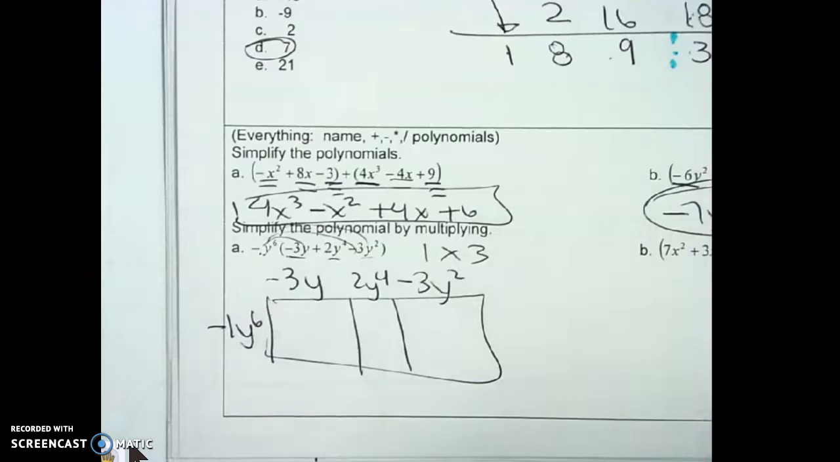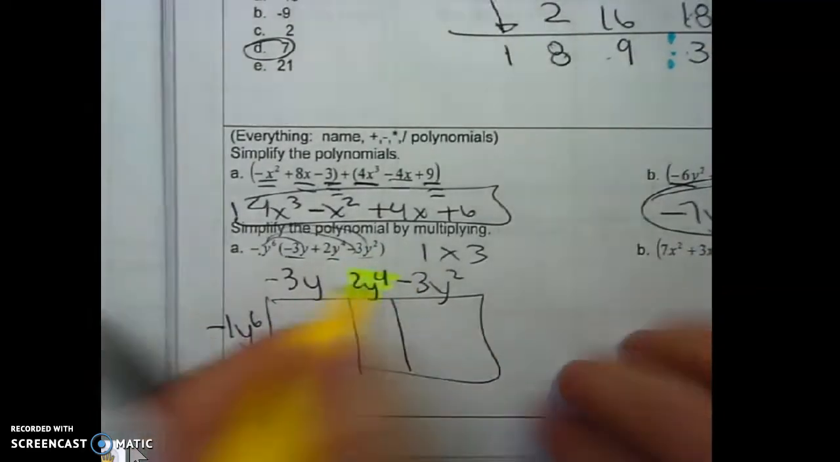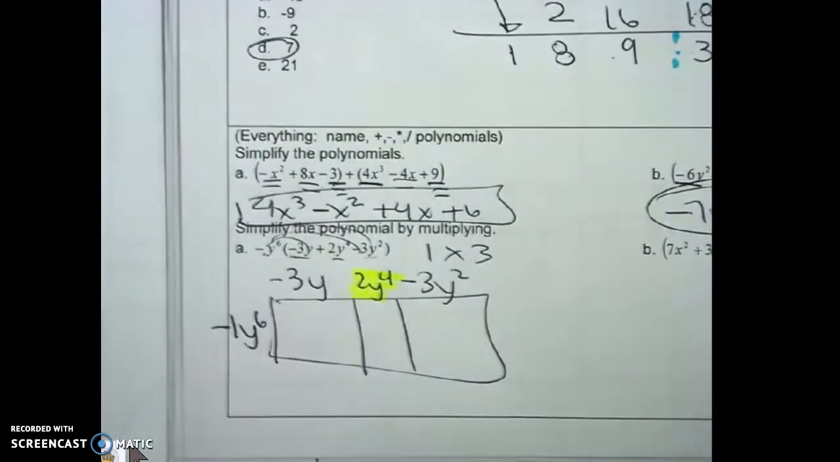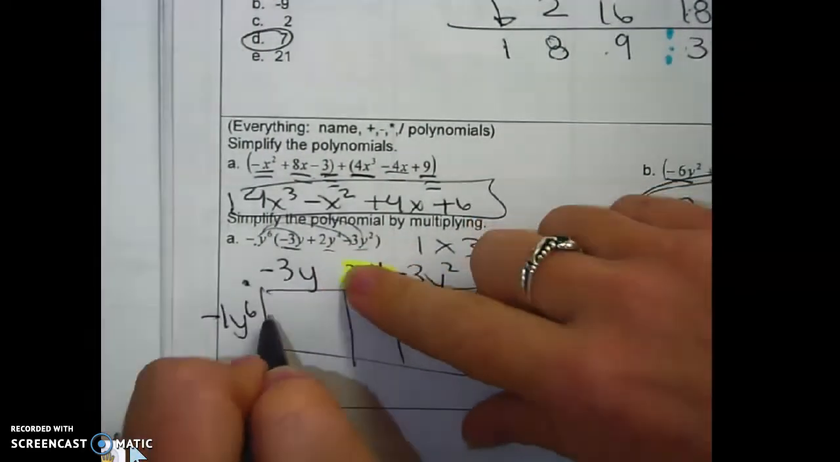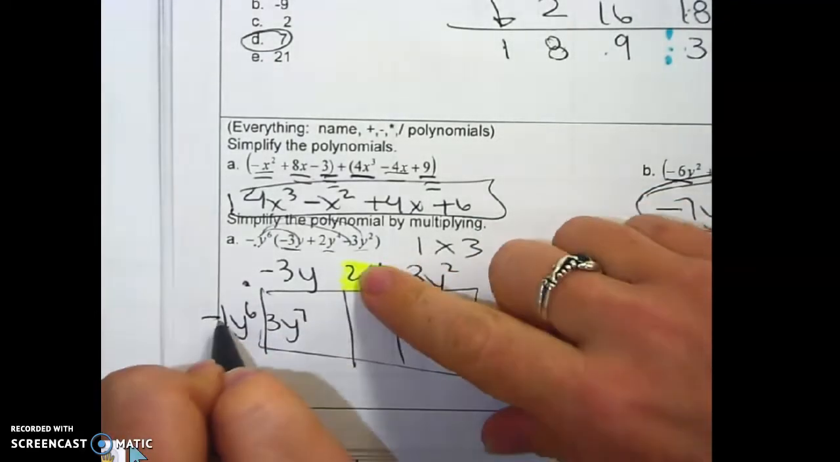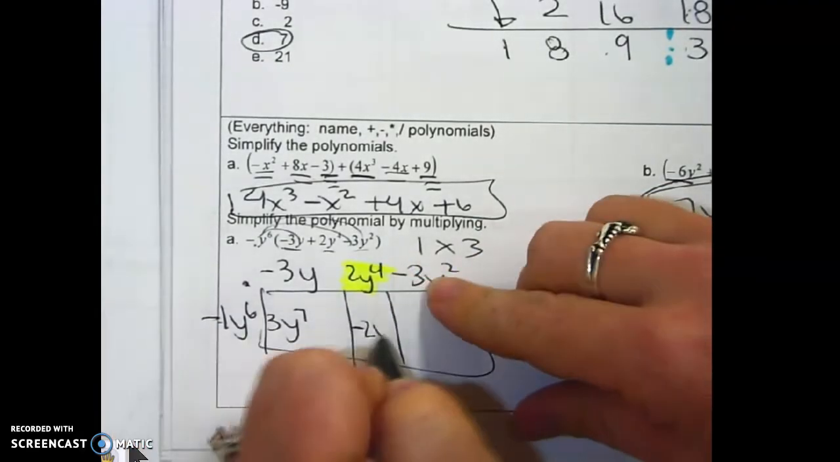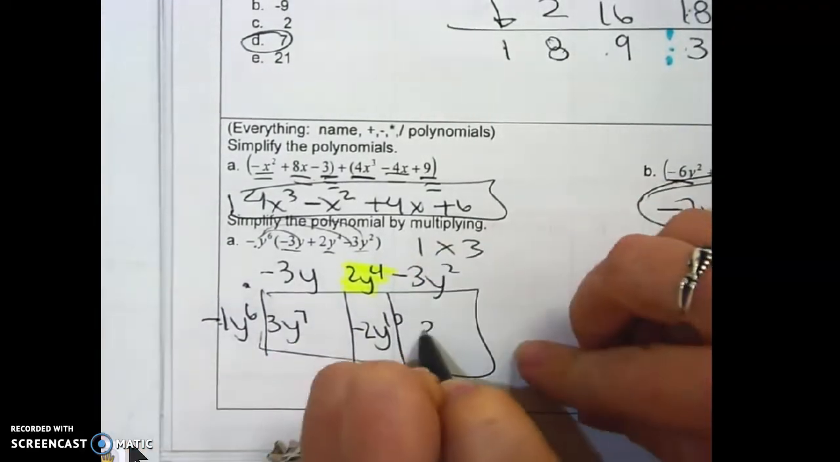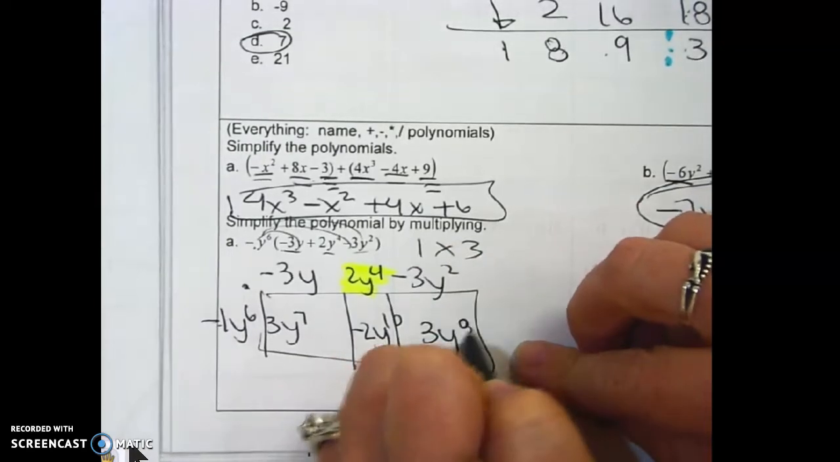I did notice that it's not in standard form, so I'm going to highlight that to remind me that one has to go first. So multiply the bigs, add the littles. Multiply the bigs, add the littles. Multiply the bigs, add the littles.